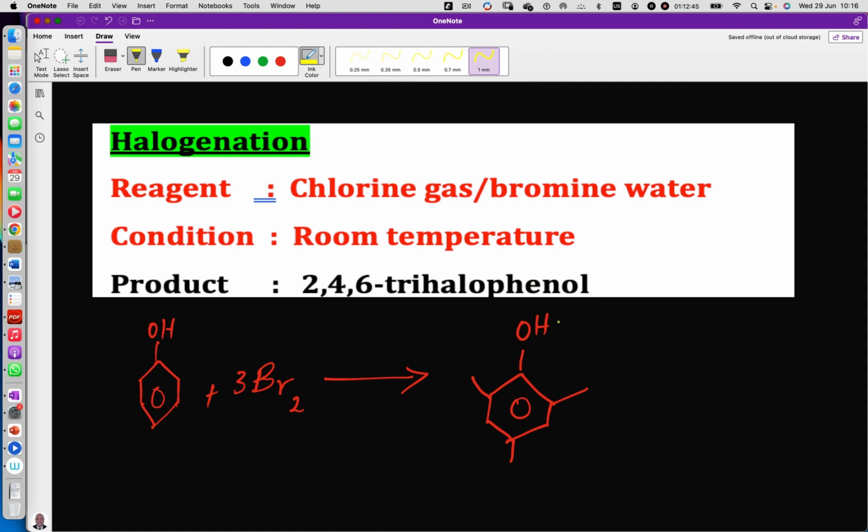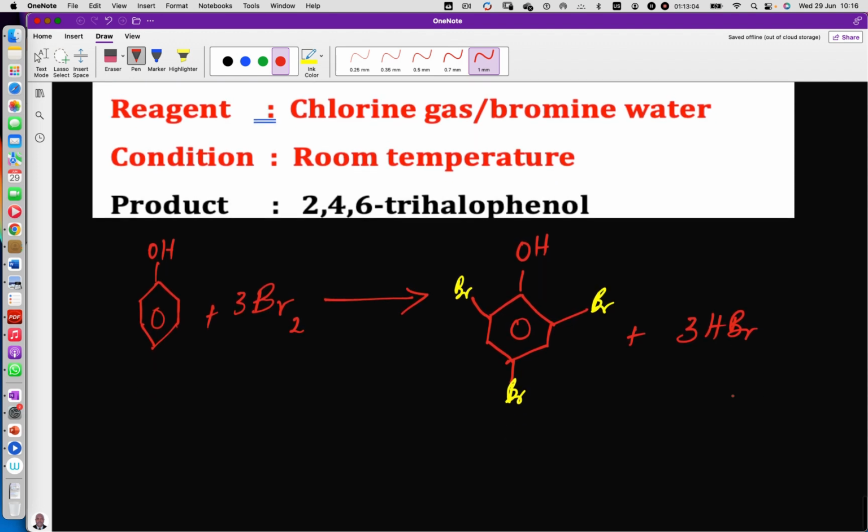We will have bromine here, and bromine here, plus 3 hydrogen bromide. So the name of our compound will be 2, 4, 6 tribromophenol.